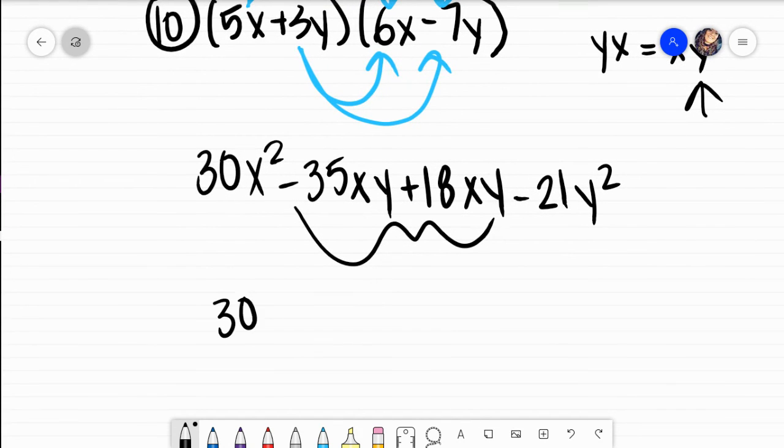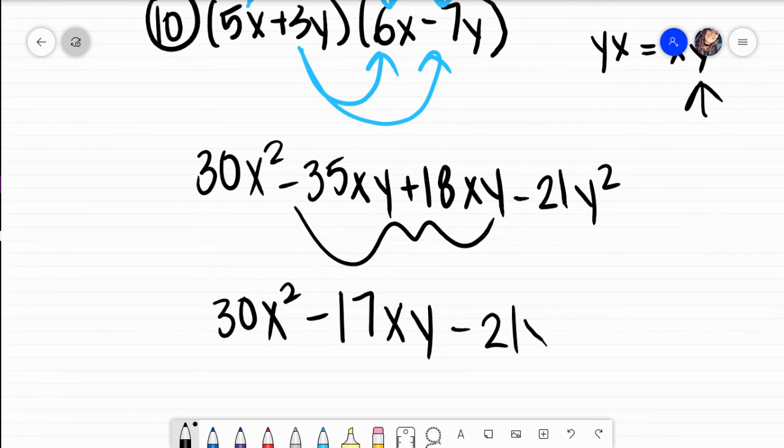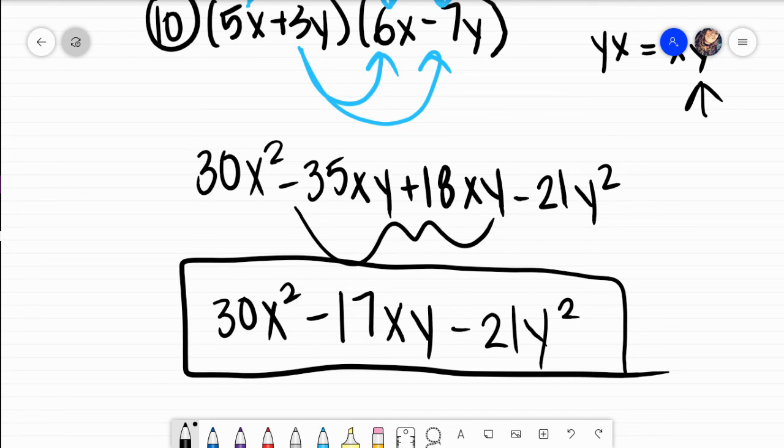I get 30x squared. Look right there, y'all. What happens if you have 35 and an 18? Your 35 is negative and your 18 is positive. Because signs are different, you subtract 35 minus 18 and you get 17. Keep the sign of the larger, and then you keep your variable and your exponent. Because those terms have x, y, I keep x, y. That negative 21y squared, there's nothing else like it, so it can't be combined with anything. And that would be your final answer, y'all.